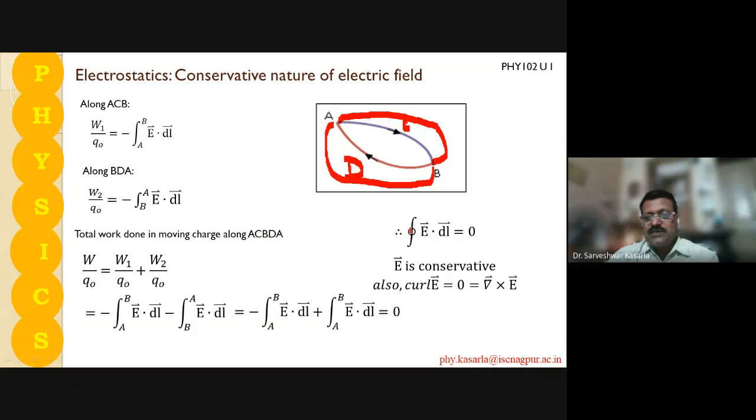So this is the notation of the closed path: the integration of E dot dl is equal to 0, where dl is along the closed path. This is the indication of a closed path, and therefore it is called conservative. The electric field is conservative, and for a conservative electric field, curl of E is equal to 0, which can be expressed as del cross E, called the curl. Curl of E is equal to 0. So this is about the conservative nature of the electric field.